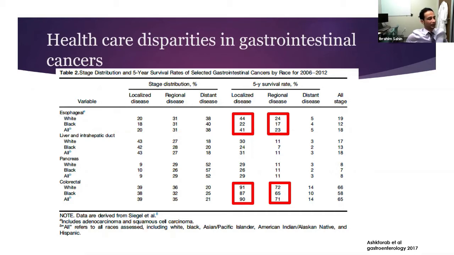And a similar problem exists in regional disease. Even when you detect early cancer in African Americans, the mortality rate remains high. That indicates the problem does not rely only on screening and catching the disease early, but also on how accessible treatment options are afterward.